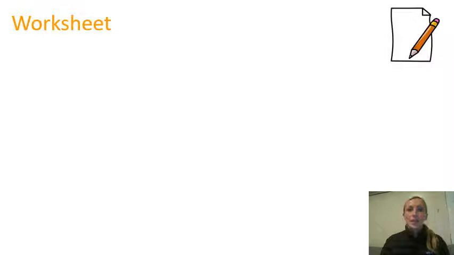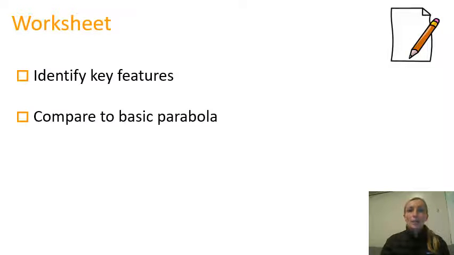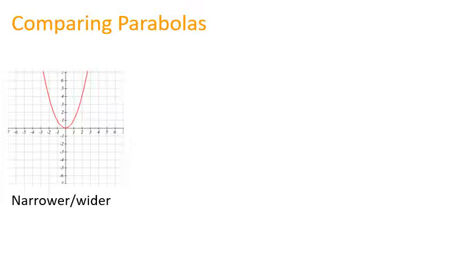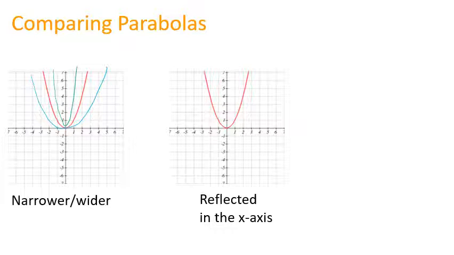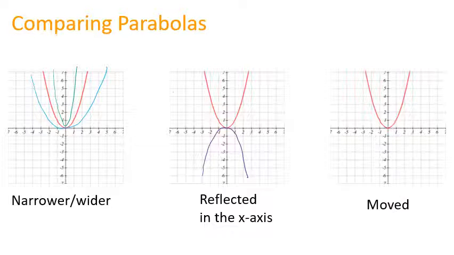So your task will be to look at parabolas on a worksheet and identify their key features and compare them to the basic parabola. Parabolas may differ from the basic parabola in the following ways. They may be narrower or wider. They might be reflected in the x-axis, so that just means flipped upside down. Or they might be moved, so they could have gone up, down, right, or left.